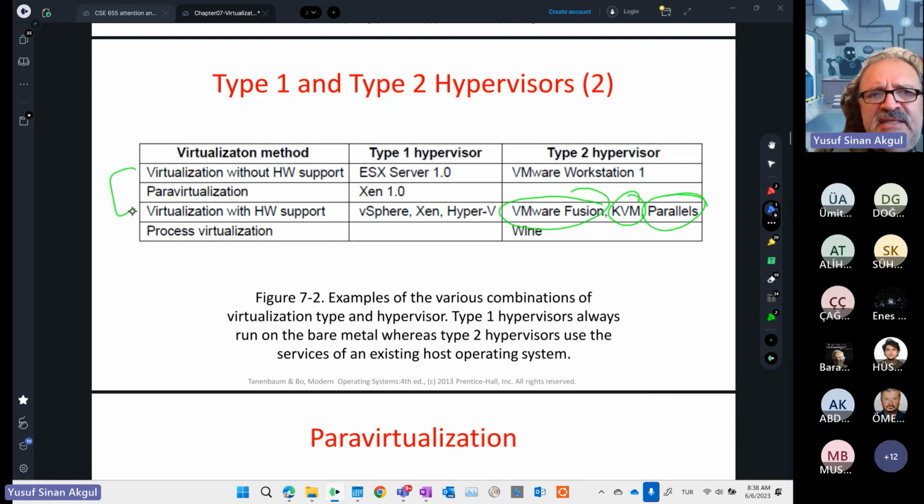But before that, we had these kinds of hypervisors, VMware Workstation, and they didn't get any hardware support, and we will talk about it in a few minutes. Okay, but before that, let's talk about para-virtualization.